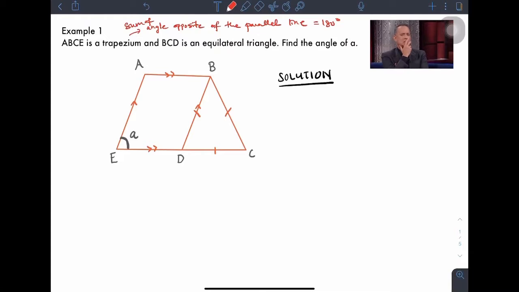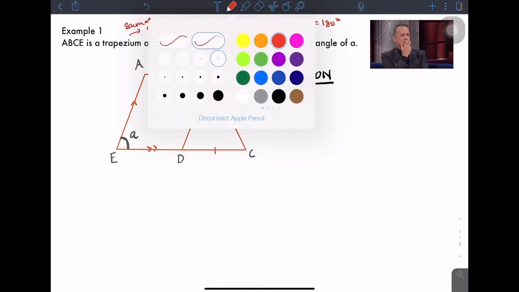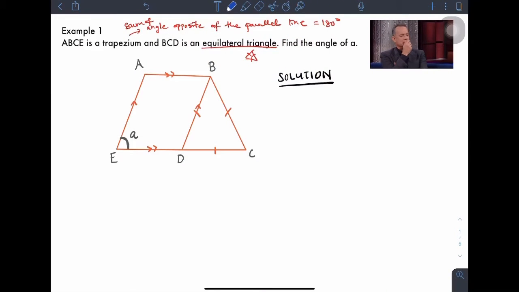And for an equilateral triangle, always remember it has three equal sides and three equal angles, where each angle has a value of 60 degrees. Once you know that information, just immediately write it down. So here is 60, here is 60, here is 60, because this is an equilateral triangle. Now you need to apply whatever you have learned before to this question.